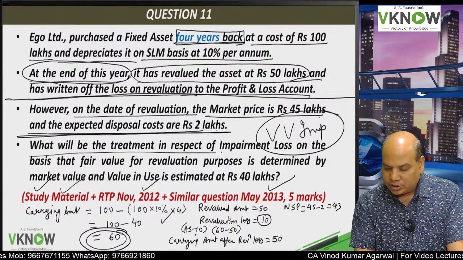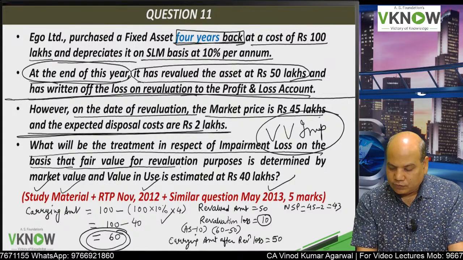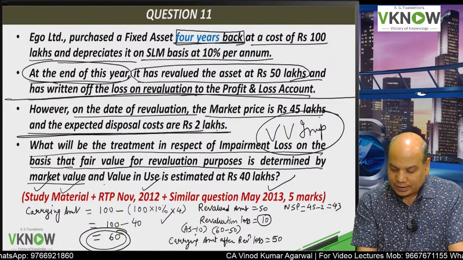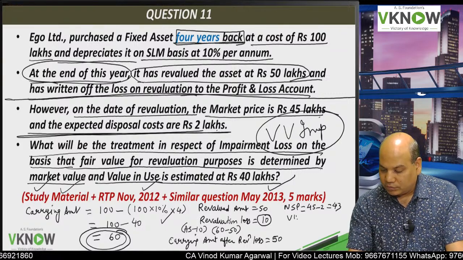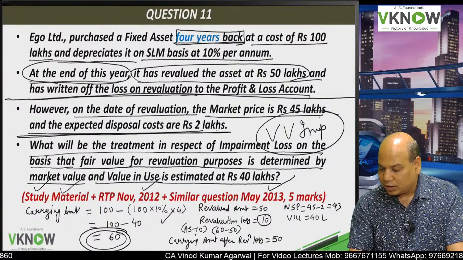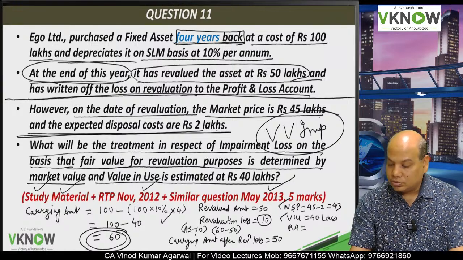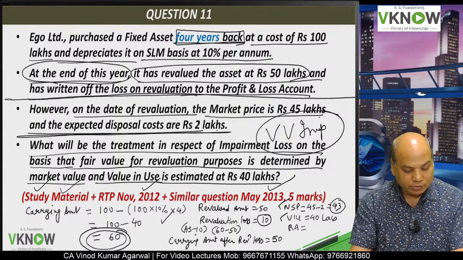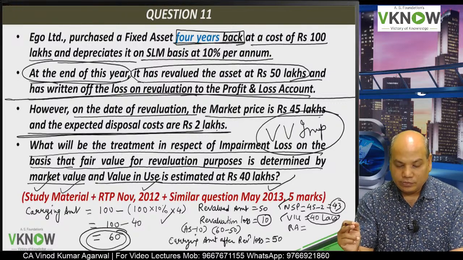What will be the treatment in respect of impairment loss on the basis that the fair value for revaluation purpose is determined by market value and the value in use is estimated at rupees 40 lakh. Value in use is 40 lakh. So recoverable amount will be higher of net selling price and value in use. Net selling price is 43 lakh. Value in use is 40 lakh. Net selling price is 43 now.